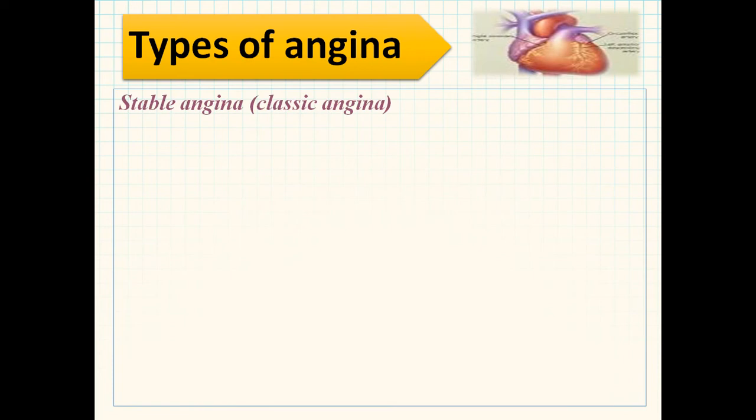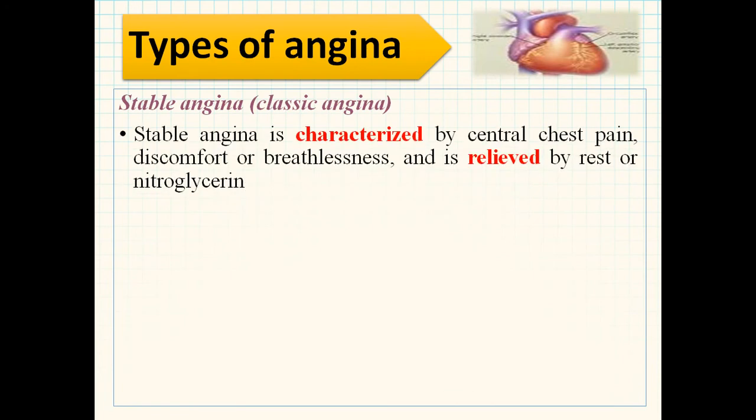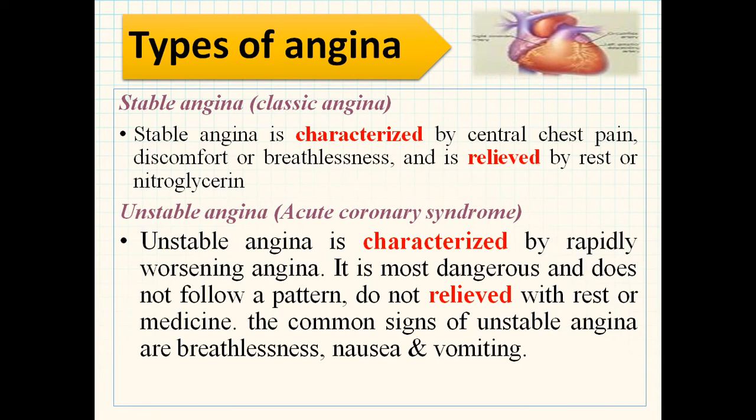There are types of angina. Stable angina, or maybe it's called classic angina, is characterized by central chest pain, discomfort, and/or breathlessness, and is relieved by rest or nitroglycerin. Unstable angina, acute coronary syndrome. Unstable angina is characterized by rapidly worsening angina. It's the most dangerous and does not follow a pattern. It is not relieved by rest or medicine, for example nitroglycerin. The common signs of unstable angina are breathlessness, nausea, and vomiting.